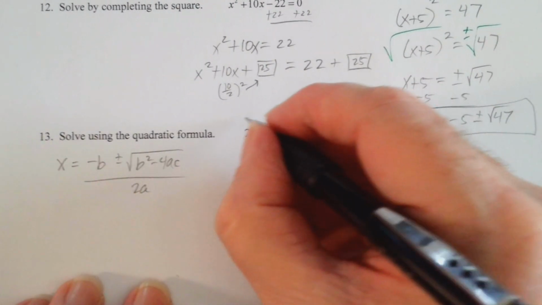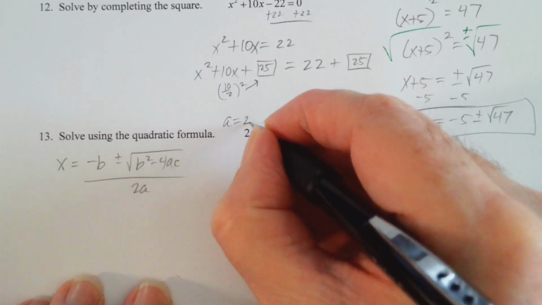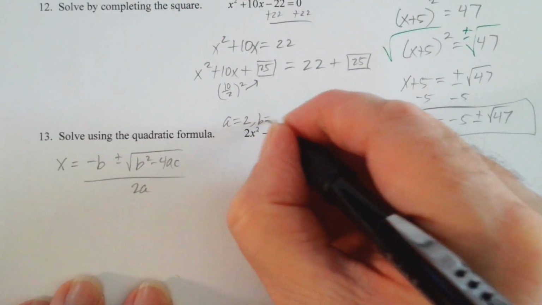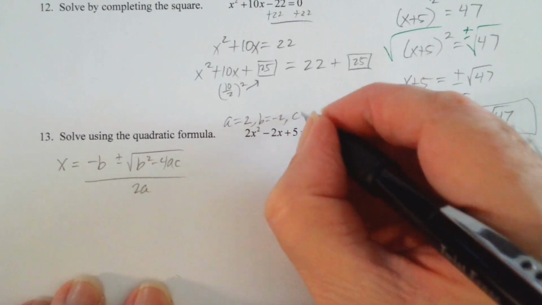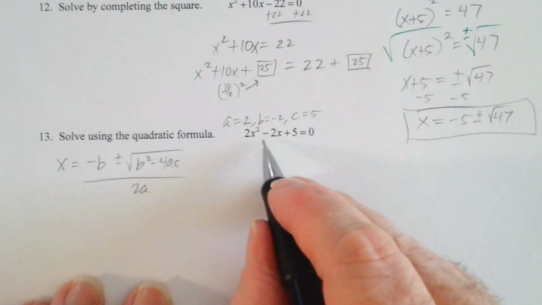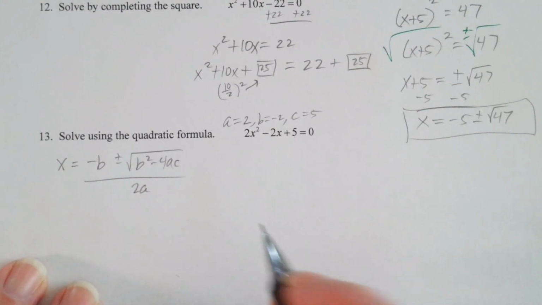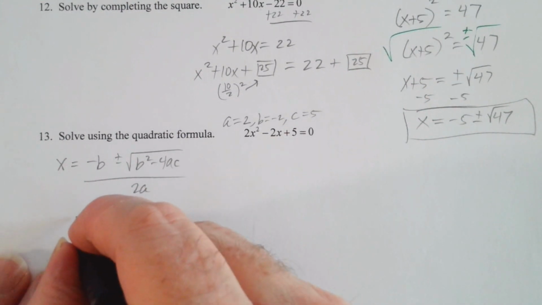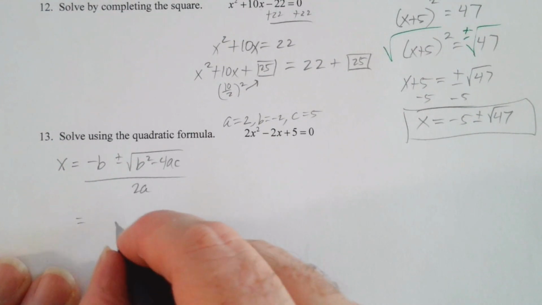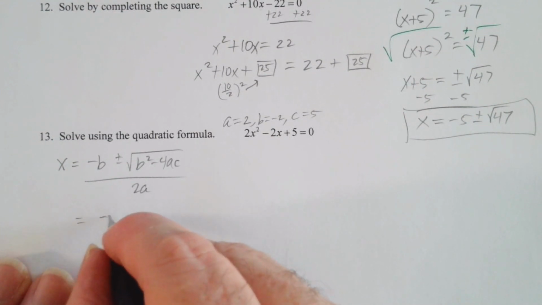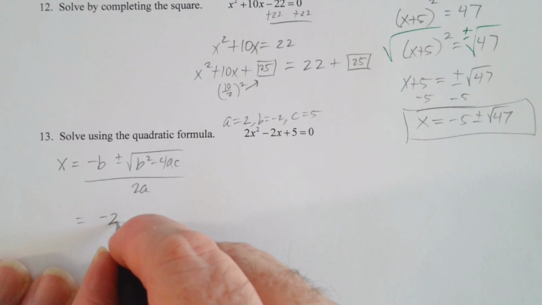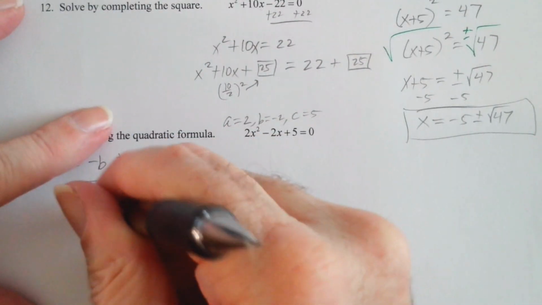So let's go ahead and plug in the numbers. Notice here A is 2. Be careful here, B is -2, and C is 5. So if you have a subtraction, you have to use that sign, that negative sign. All right, so let's plug in our numbers. We have negative B, or -2. I'm sorry, B is -2.